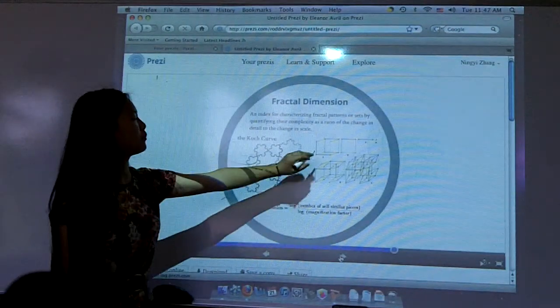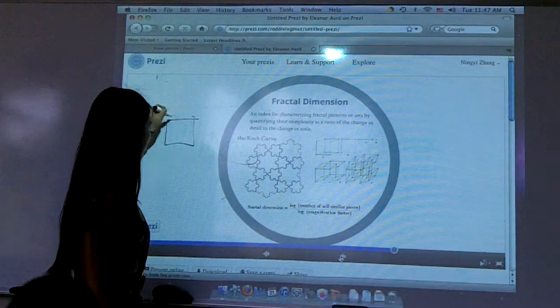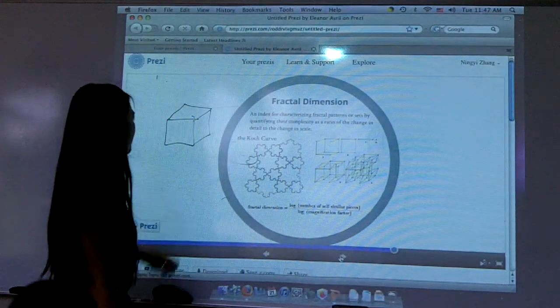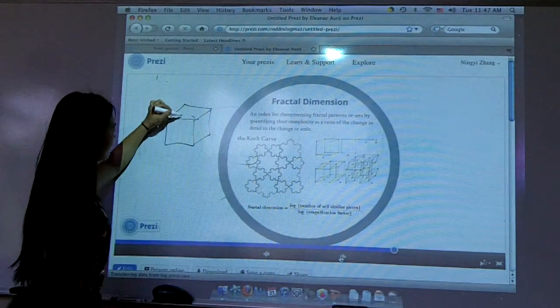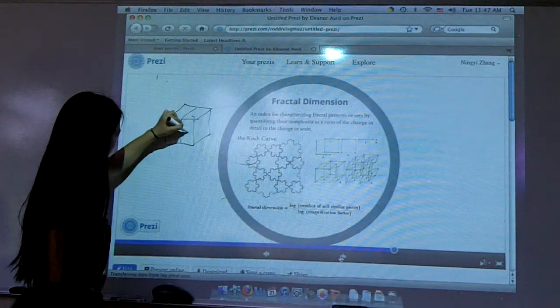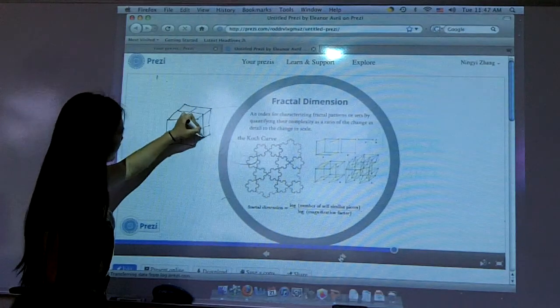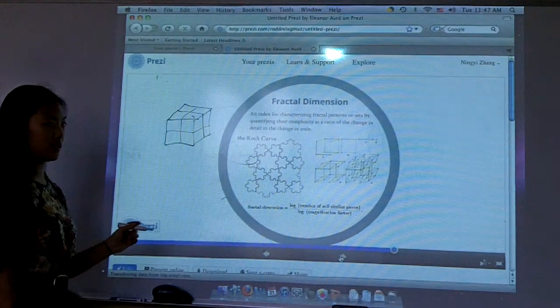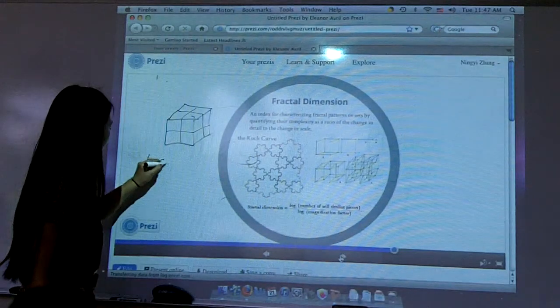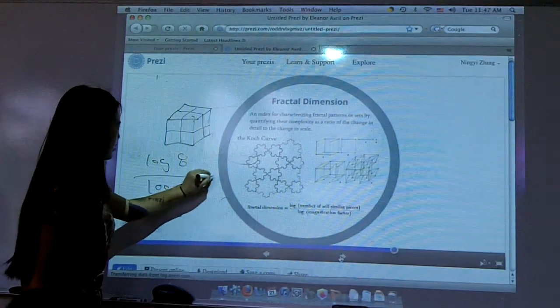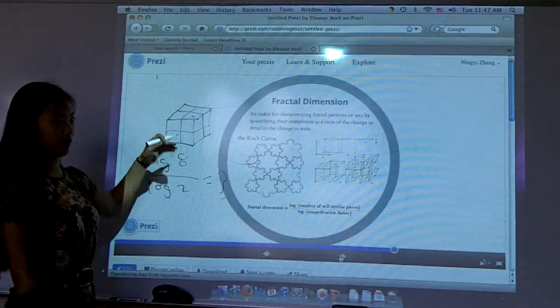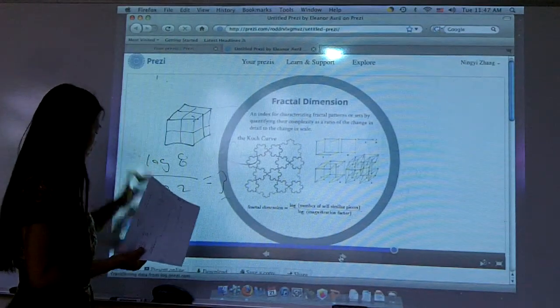So if we pretend we don't know a cube is a 3-dimensional object, if we break each line in half, we can make a smaller cube that's similar. So log 8 over log 2 is equal to 3. So we know it's a 3-dimensional object.